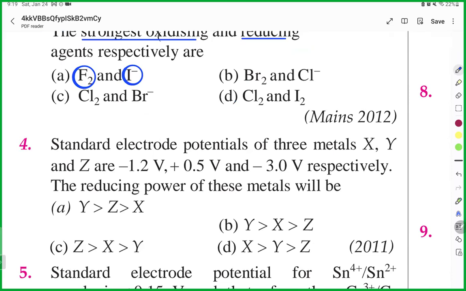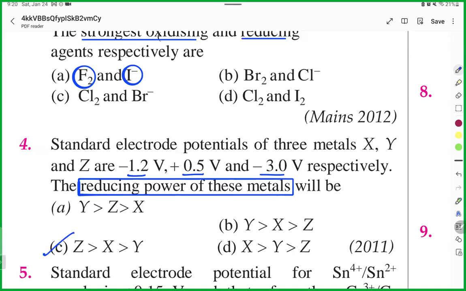Fourth question. Standard reduction potential of three elements is minus 1.2, plus 0.5, minus 3. Reducing power of this metal, same like the first question. Reducing power means, Rayan? Oxidation, sir. Reducing power means oxidation. Which one will undergo oxidation easily? Minus 3.0. Minus 3.0 will have the minimum value, so Z value will be minimum. So the answer should be C.